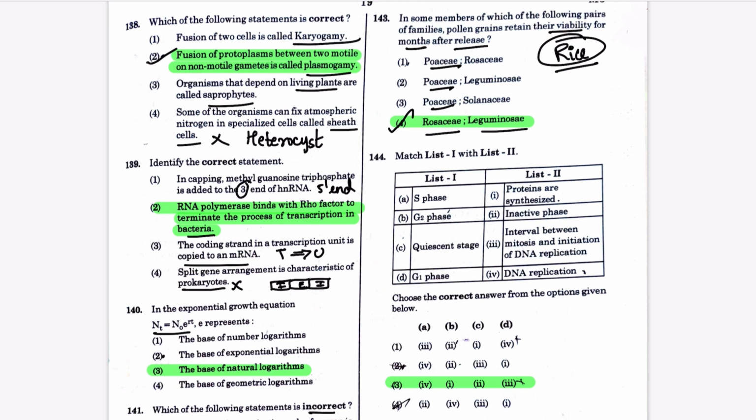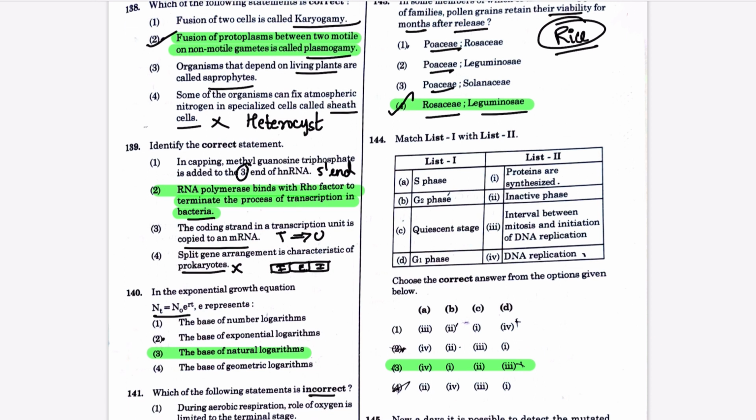Okay, right. So 144. Again you need to match list 1 and 2. We know S phase is DNA replication. Very easy, right? So S phase is DNA replication. So A is 4. And in G2, proteins are synthesized. What kind of proteins? The proteins necessary for the mitosis or meiosis to take place. Those proteins will be synthesized in G2.